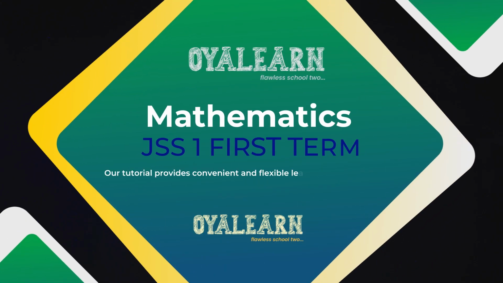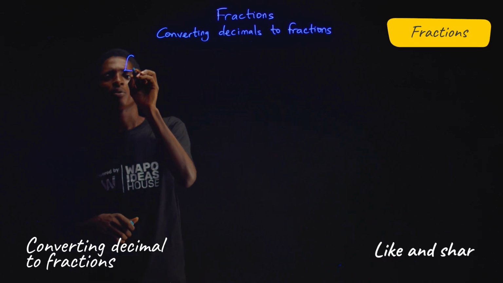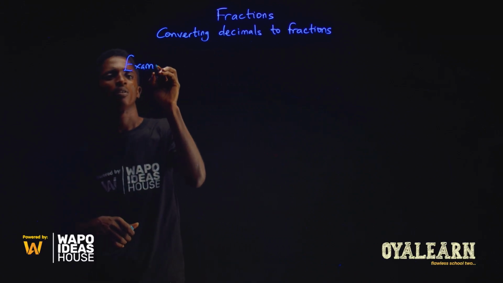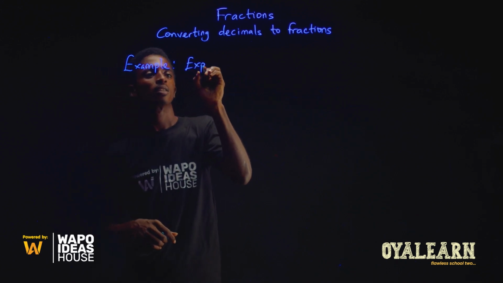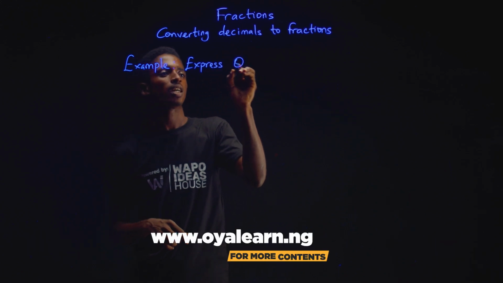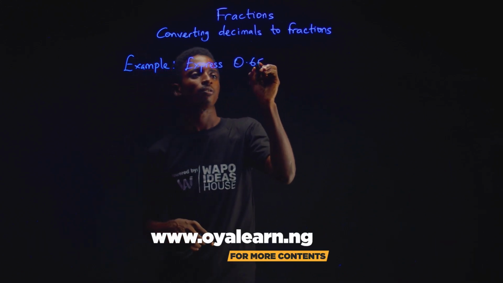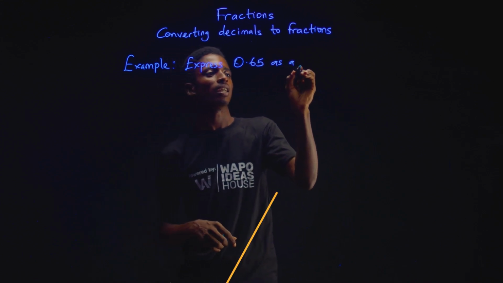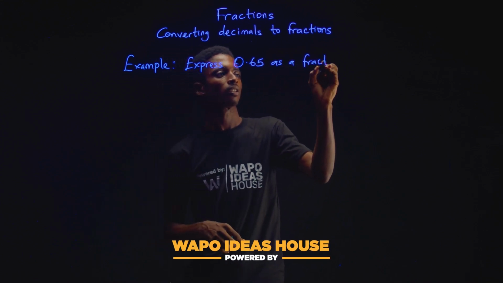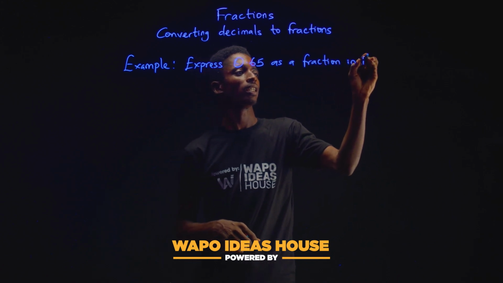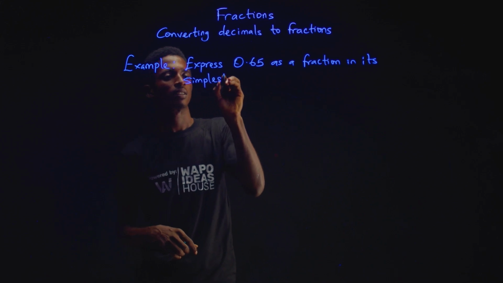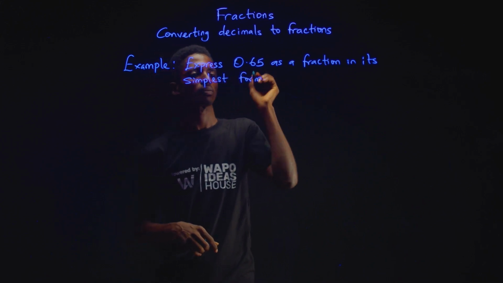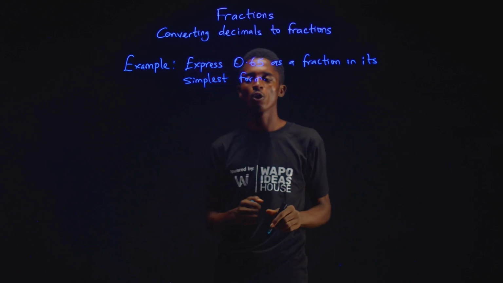Let's learn how to convert decimals to fractions. For example, express 0.65 as a fraction in its simplest form. To do this, just follow these steps.